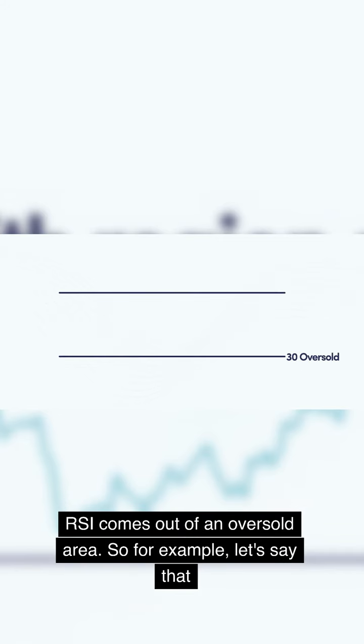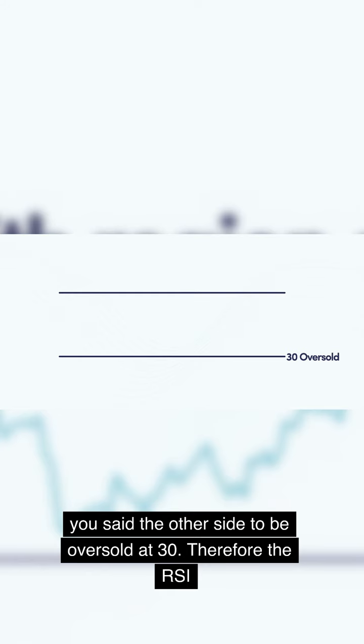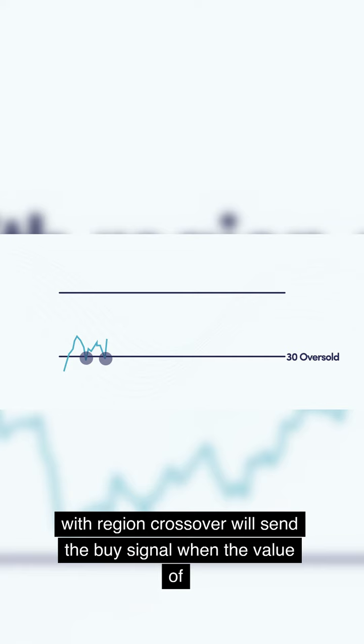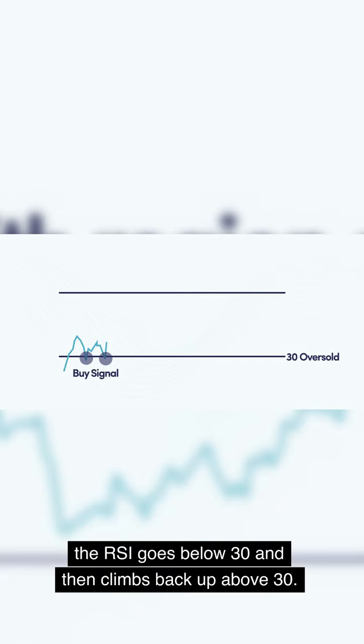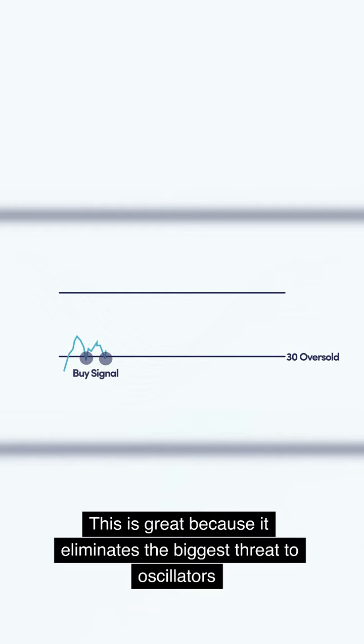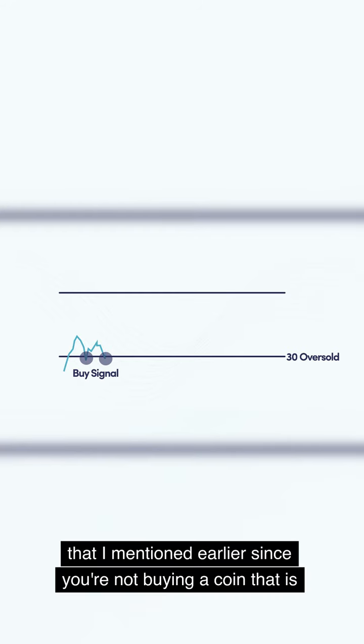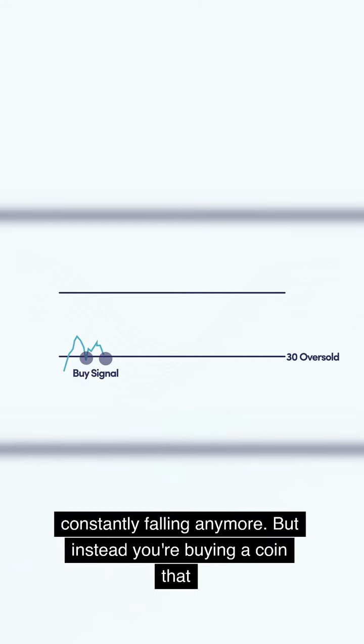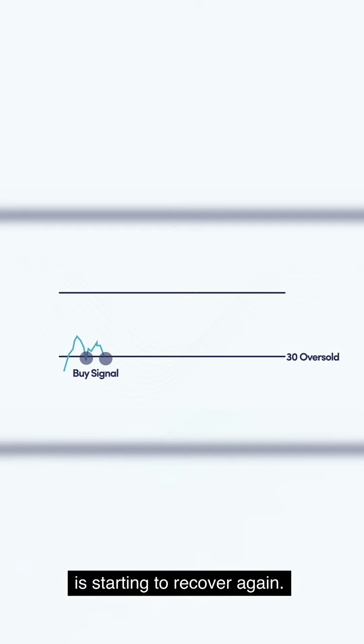So for example, let's say that you set the RSI to be oversold at 30. Therefore, the RSI with region crossover will send a buy signal when the value of the RSI goes below 30 and then climbs back up above 30. This is great because it eliminates the biggest threat to oscillators that I mentioned earlier, since you are not buying a coin that is constantly falling anymore, but instead you are buying a coin that is starting to recover again.